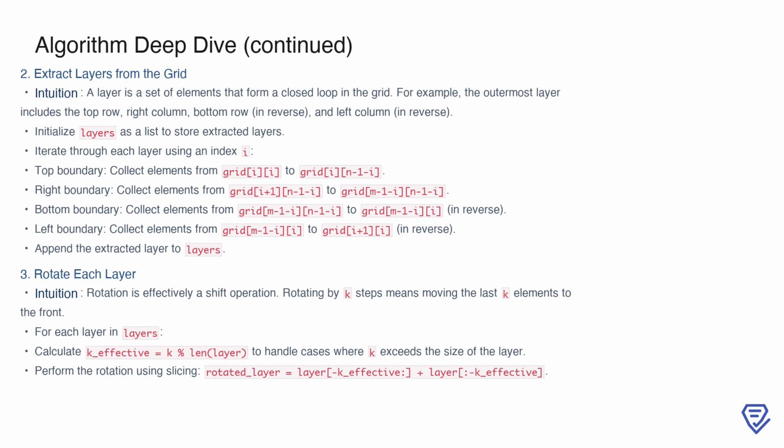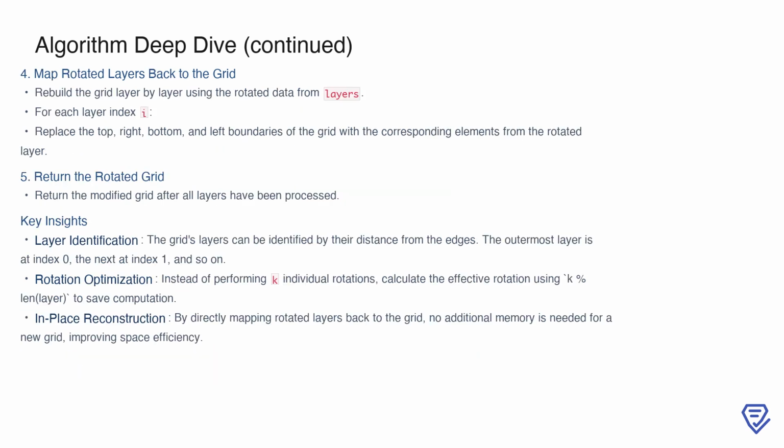After extracting all layers, the next step is to perform the rotation. Once the layers are extracted, we rotate each one. Rotating a layer is essentially a shift operation where elements are moved circularly. For example, rotating by k steps means the last k elements of the layer move to the front, while the remaining elements shift backward. To optimize this, we calculate the effective number of rotations, k_effective, as k modulo the length of the layer. This ensures that we avoid unnecessary rotations when k is larger than the layer size.